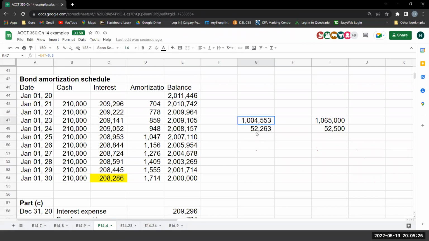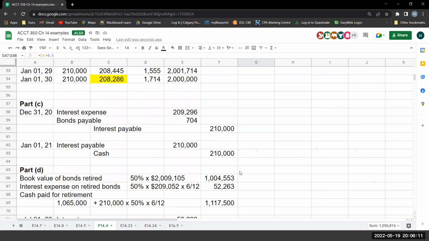You're going to debit bonds payable liability for $1,004,553. You're going to debit interest expense, or 52,263. Then you're going to credit cash for a total of $1,117,500. Now, of course, the total over here, $1,117,500, is not the same as the total of debits, which is $1,056,000. The difference between what you debited and what you credited will represent a loss on retirement of the bonds.